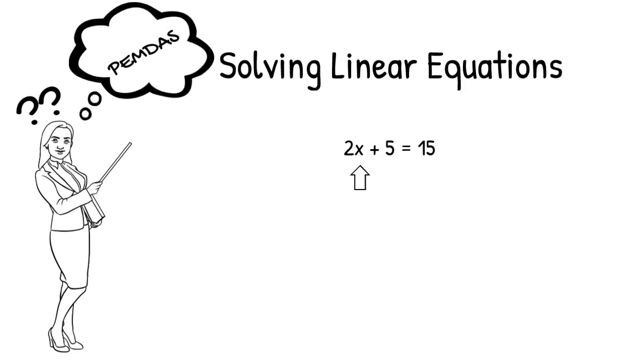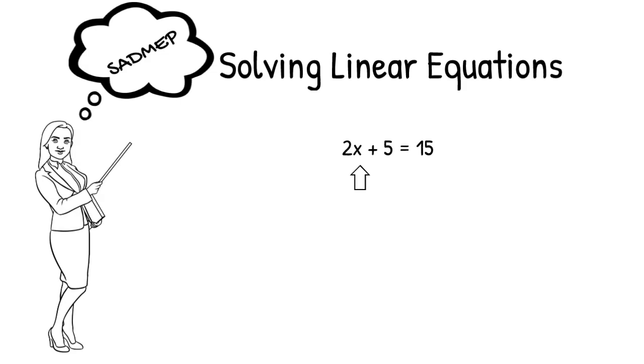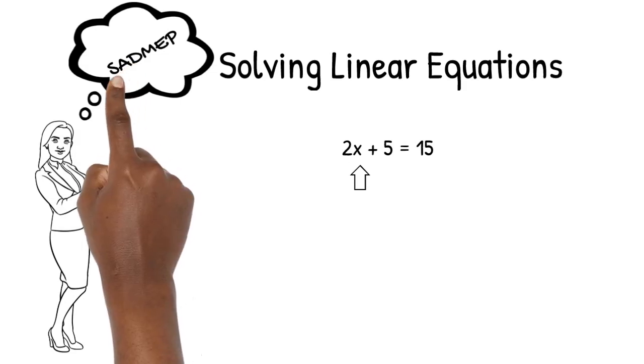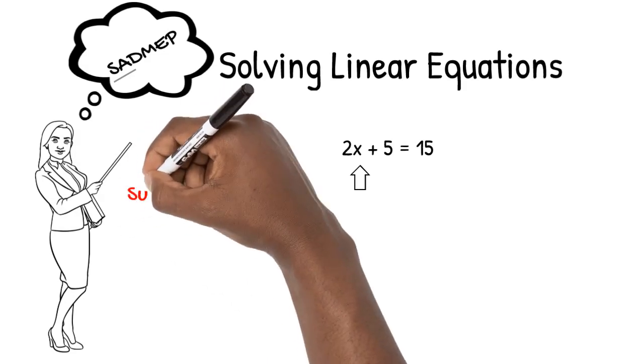However, when solving an equation, we have to work backwards to figure out the value of x. This means that instead of using PEMDAS, we're going to flip this order and use SADMEP to try to get our x alone on one side of the equation. When we look at SADMEP, notice that subtraction or addition now comes first.